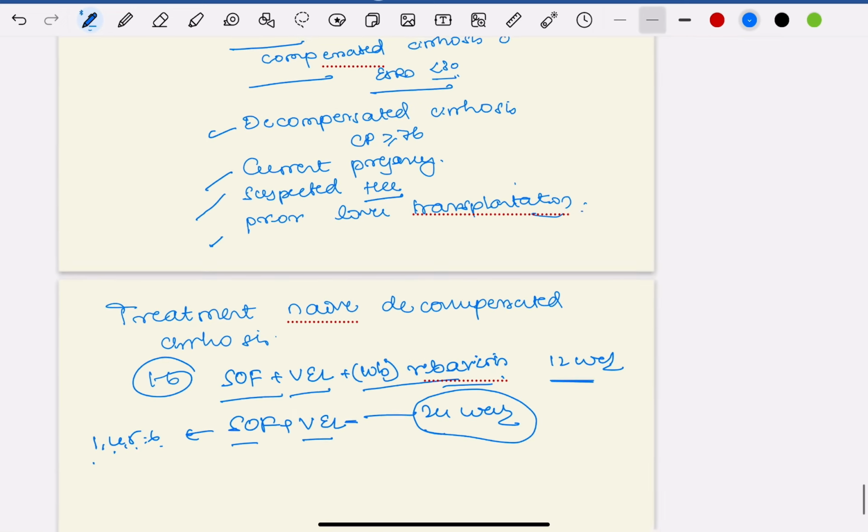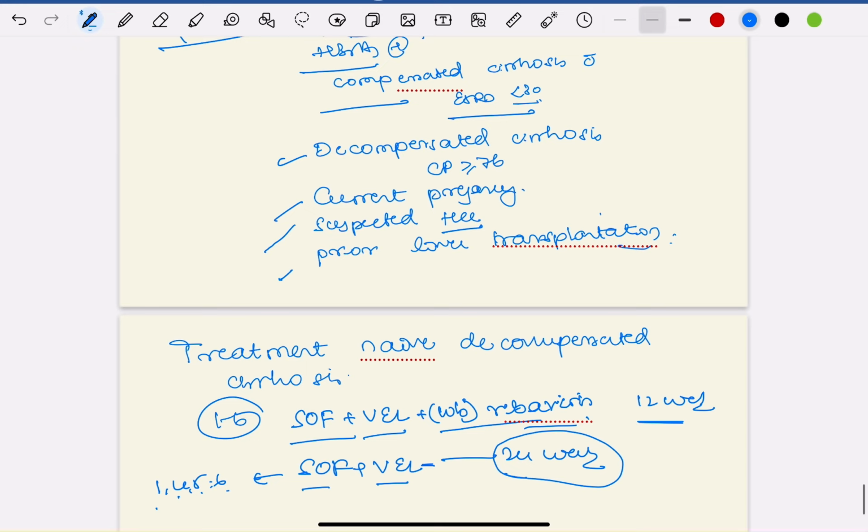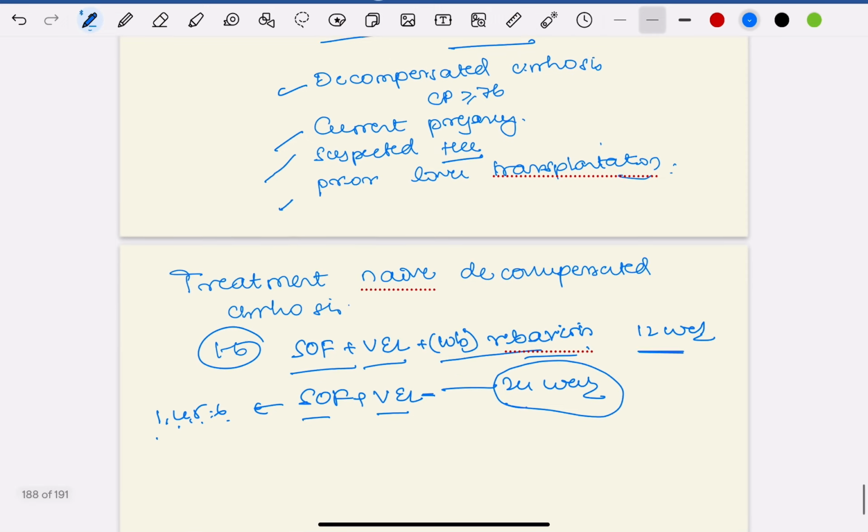Why am I saying treatment naive patients? Because what if the patient has already taken tablets, that is, there is a prior history of DAA usage? At that time, what do we have to do? So this was about treatment naive patients. Let's talk about those patients who have taken these DAA tablets but have stopped in between.